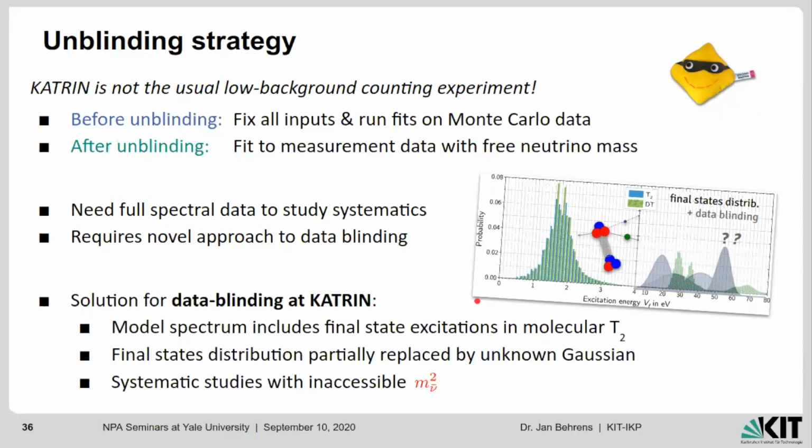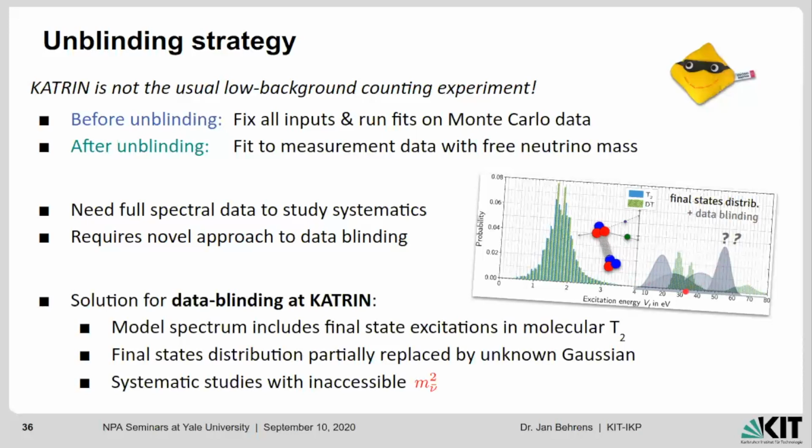I haven't gone into detail about this earlier, unfortunately, but the final states describe the excitations of molecular tritium. And this is one important part that goes into our model. And what we decided on in the end is that we blind a part of this final states distribution by replacing these theoretically computed excitations by an unknown Gaussian distribution.